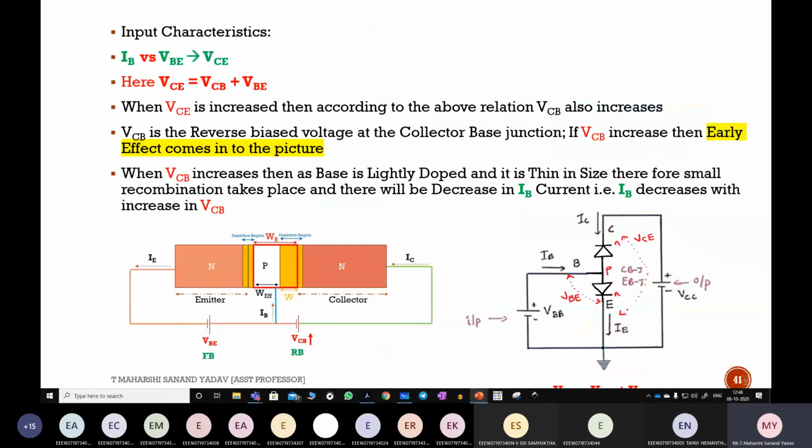Again, the same picture of the early effect. As VCE is increasing, W is increasing, because of which the effective width is decreasing. So the recombination is very less, and that's why IB is also very less. Again, the same concept of the early effect. So better you read the early effect only for CB, so that you can write all the others also. Common base early effect is nothing but base width modulation.